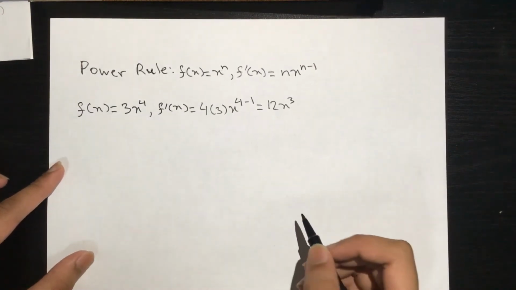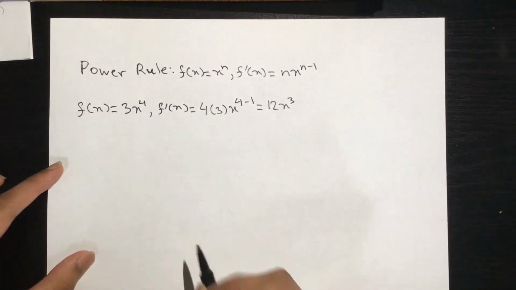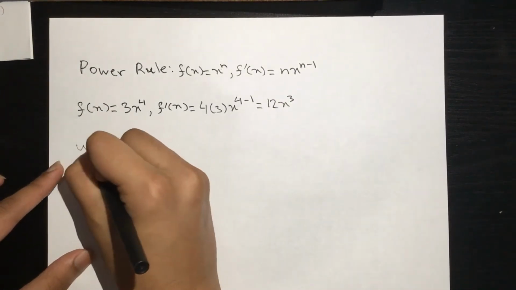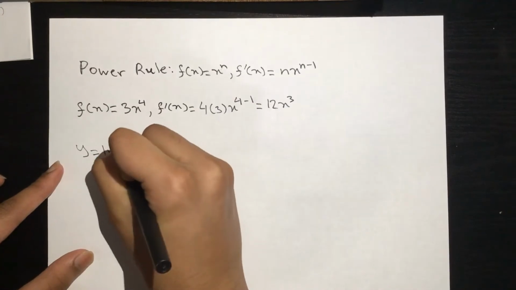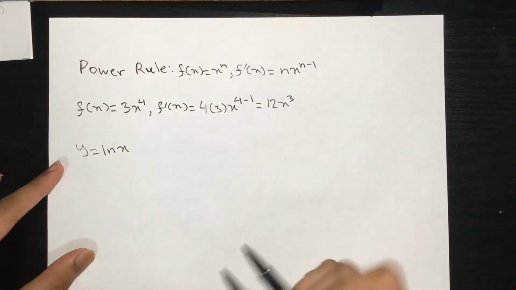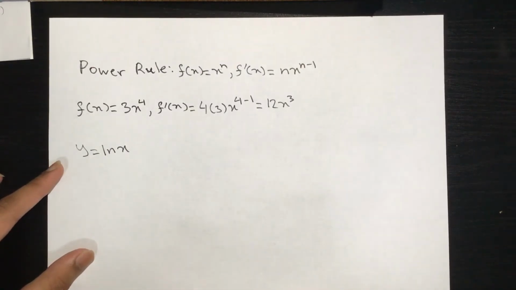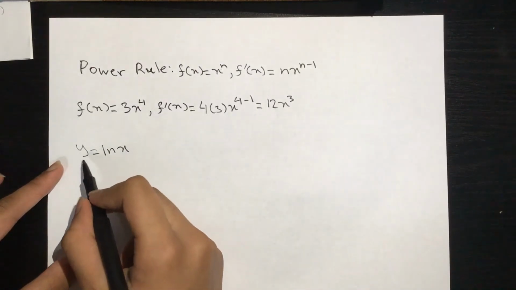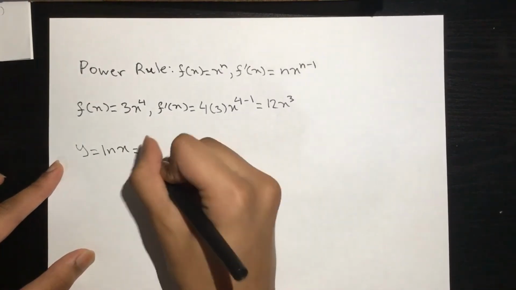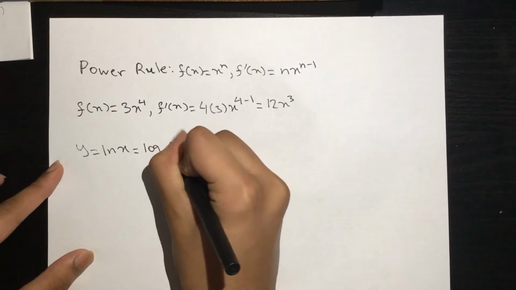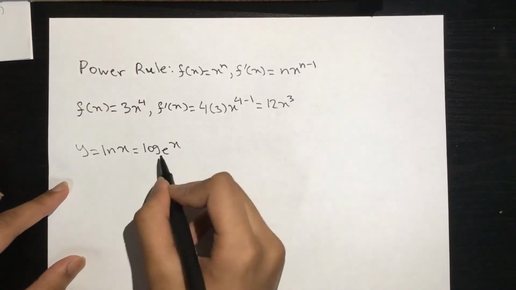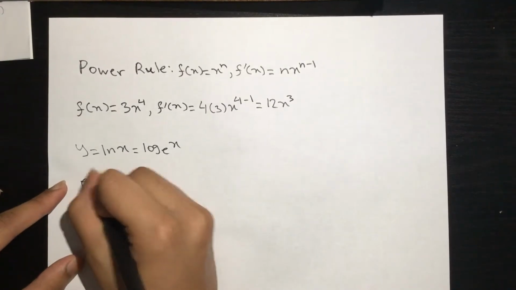But how do we go about proving it? Well, first to do that, we need to find the derivative of the natural logarithm, y equals ln x. We need to do this in order to prove the power rule, and why, I'll tell you later, but first let's just do it. So ln x, the natural logarithm, is just another way of writing log base e of x. And this is another way of writing e to the y is equal to x.